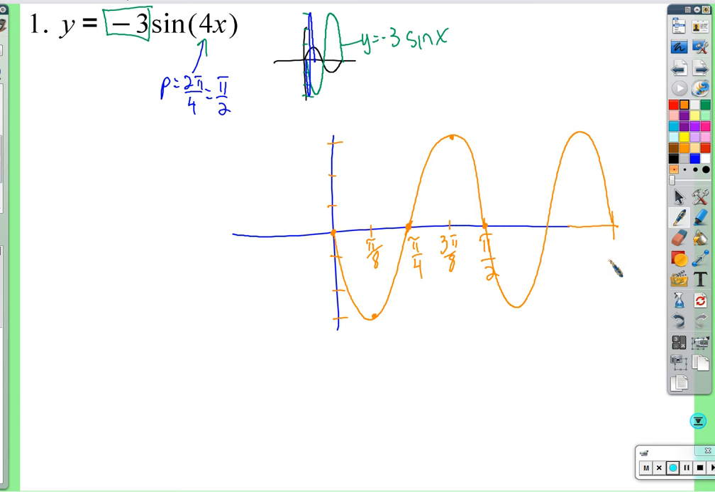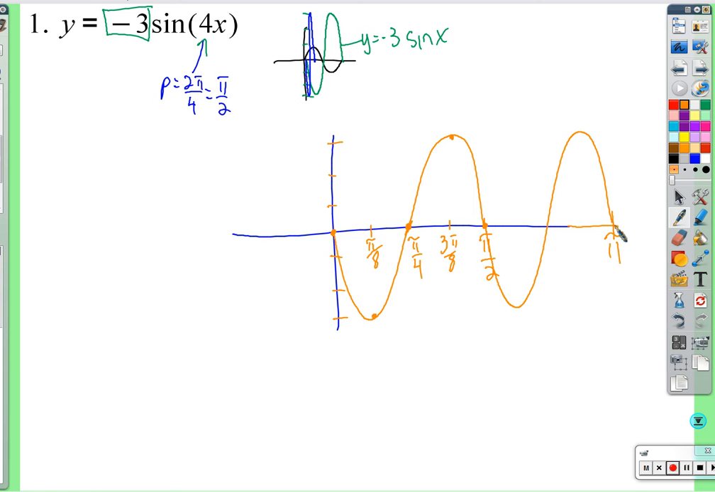If I were to mark out another period, where would it be? At the end of that second period? Where? Like what x value? At pi. Yeah, because the period is pi over 2, and another pi over 2 is pi. Alright, so that's like a 14.1 kind of a thing, amplitude and period change.